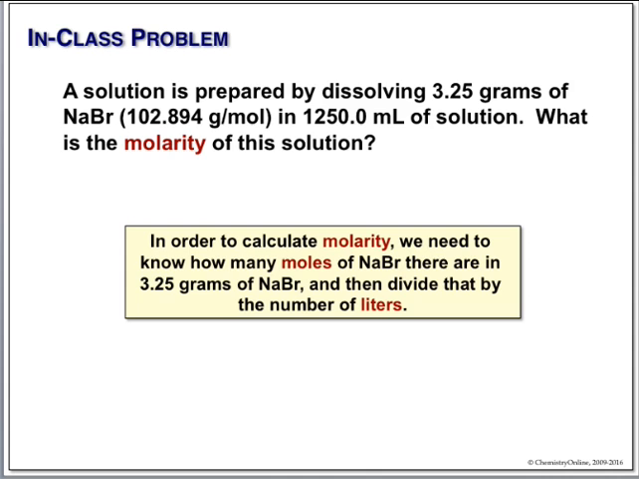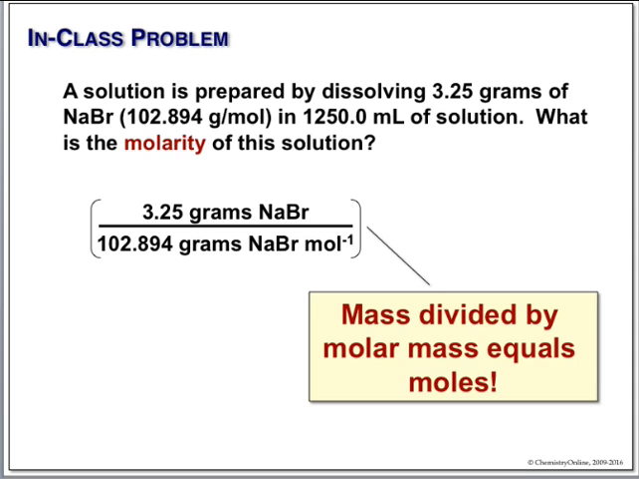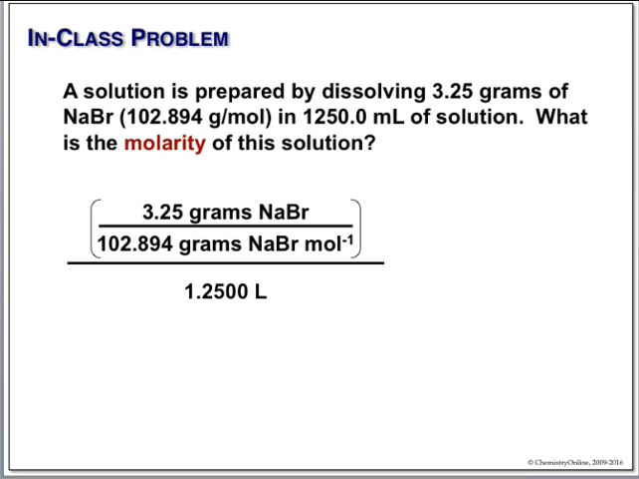All right. What is this? This is the mass of sodium bromide. This is the molar mass of sodium bromide. What is one of the things that we remember? Mass divided by molar mass is moles. Remember, that's one of the things you say at night before you go to bed. Mass divided by molar mass is moles. So what we have here is simply moles of sodium bromide. Now, to get molarity, we have to take moles of sodium bromide and divide it by liters. So we'll take this and simply divide by 1.25 liters.